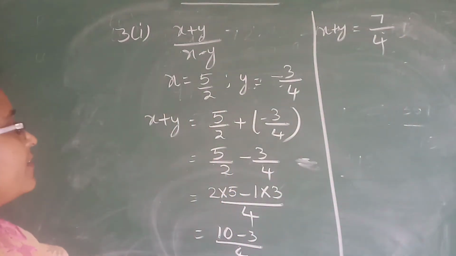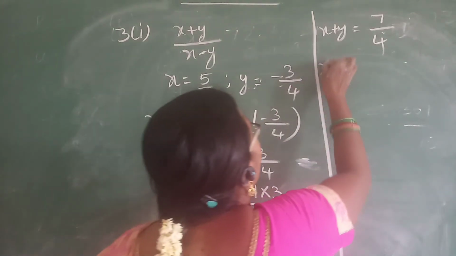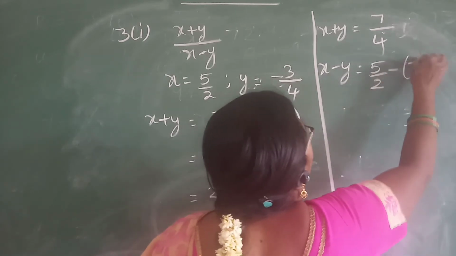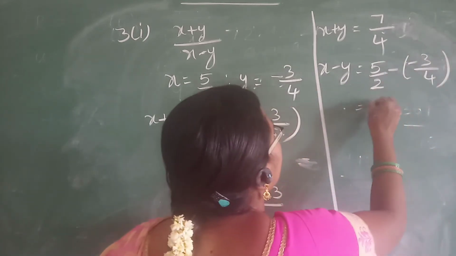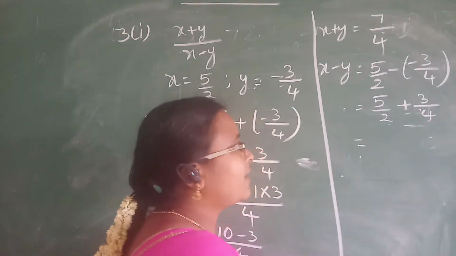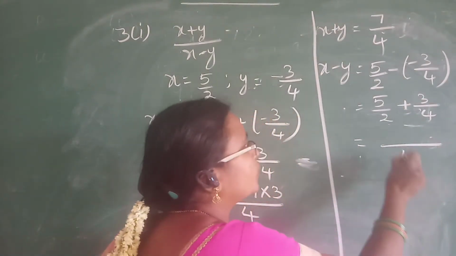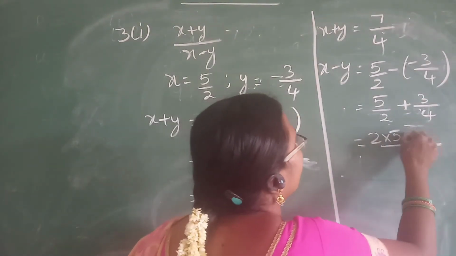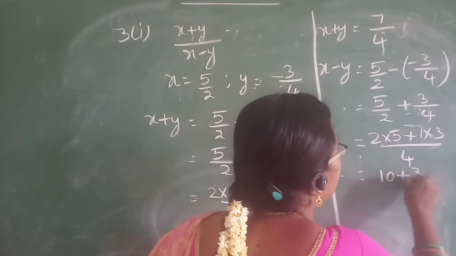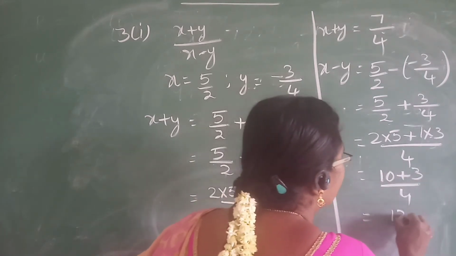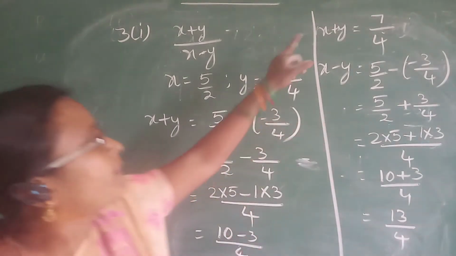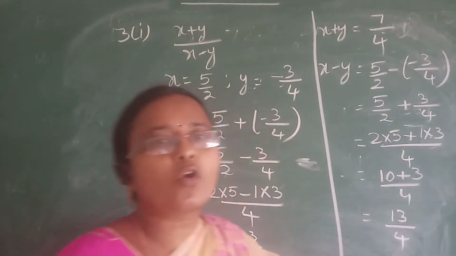Now we shall see x minus y. x minus y is equal to 5 by 2 minus of minus 3 by 4, which is 5 by 2 plus 3 by 4. Now again the LCM becomes 4. 2 goes 2 times, 2 into 5, plus 4 goes 1 time, 1 into 3. 10 plus 3 by 4 is equal to 13 by 4. Now I have the value for x plus y and x minus y. Now I am going to solve this.